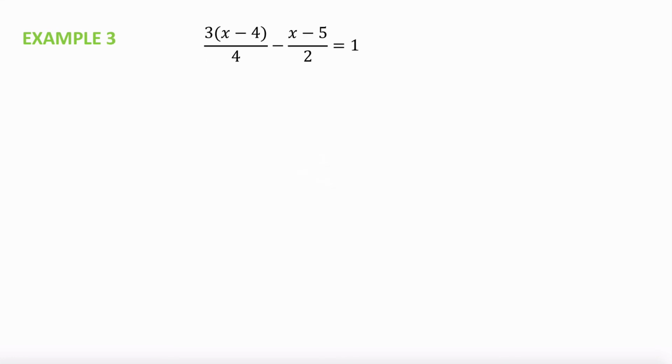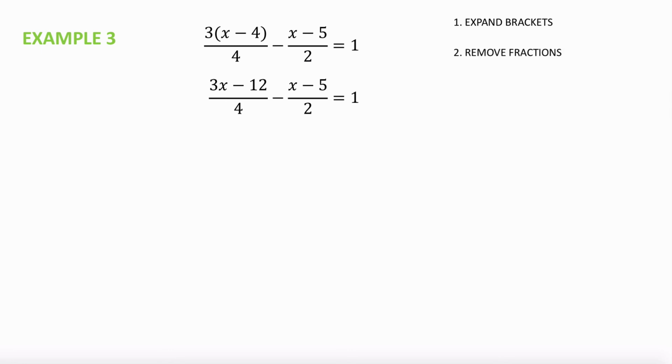Example 3. The first step, we expand brackets. So I expand 3x minus 4. So I get 3x minus 12. The next step, remove fractions. I have 4 and 2, and so the LCM would be 4. So I multiply both sides of the equation by 4. Now I expand and simplify the fractions.